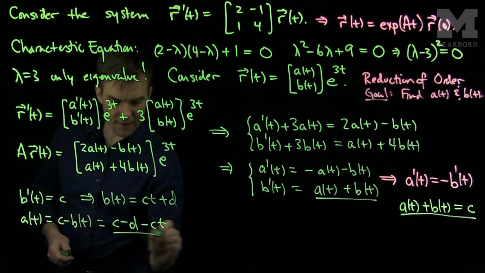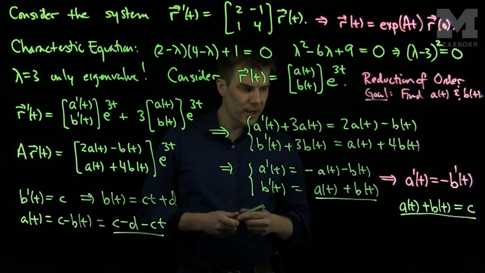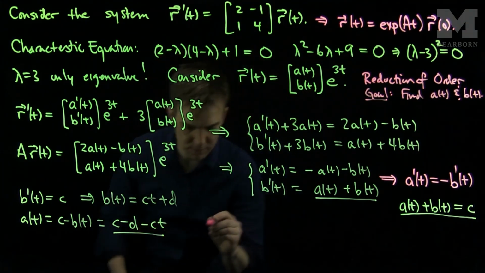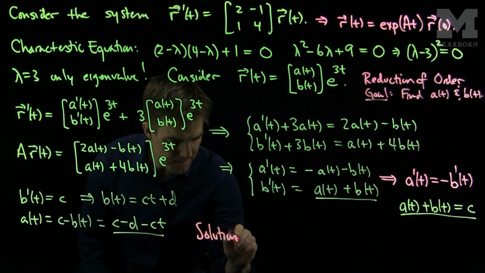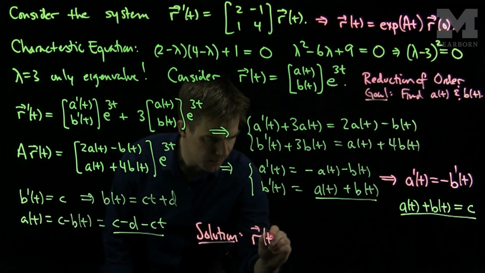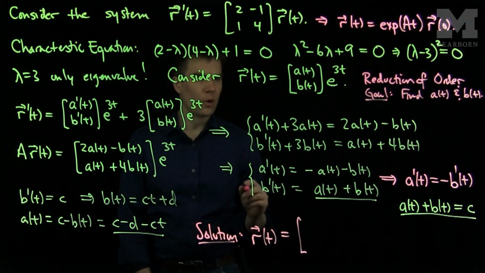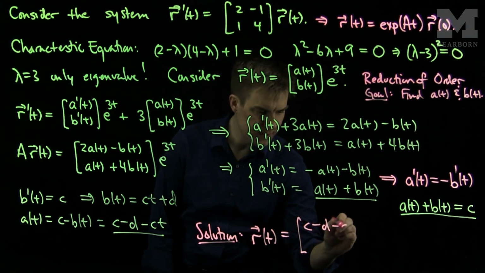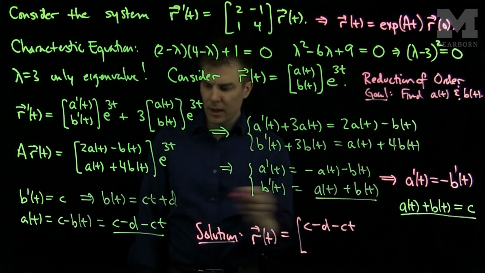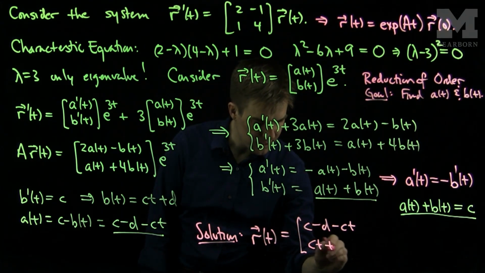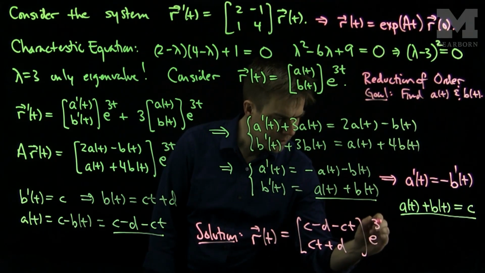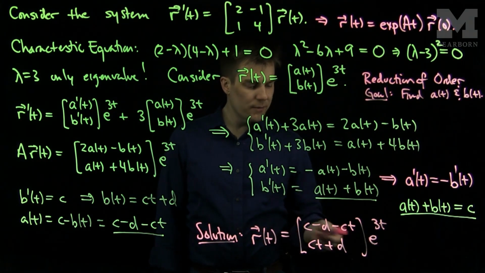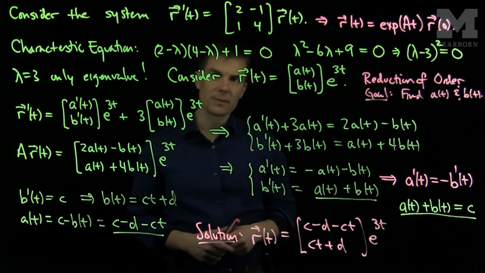So I have now found A of t, and I found B of t, so I can write down our solution. So the solution to our problem, R of t, will be [A of t, which we found to be c minus d minus ct, and B, which we found to be ct plus d] e to the 3t. And I see that I have c and d, which are constants, so I have two arbitrary constants, so this in fact is the general solution to my problem.